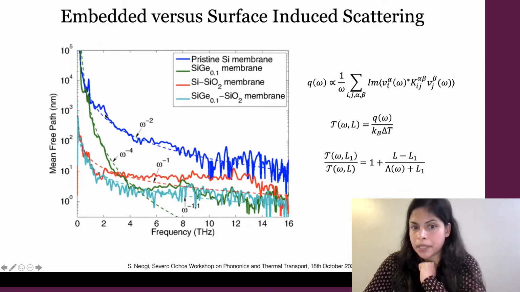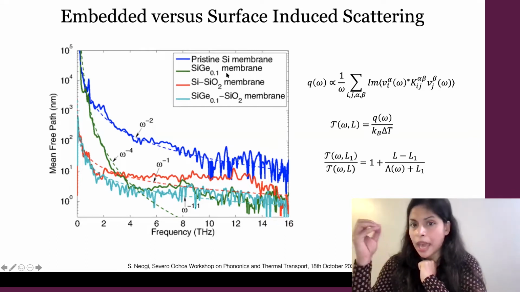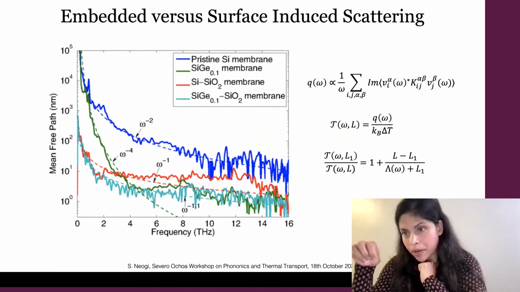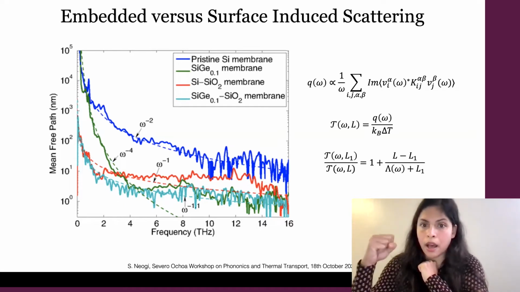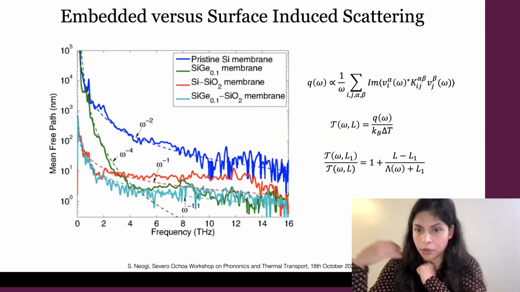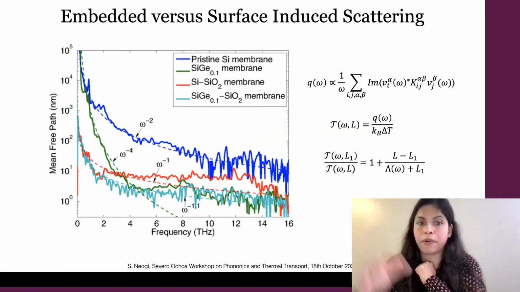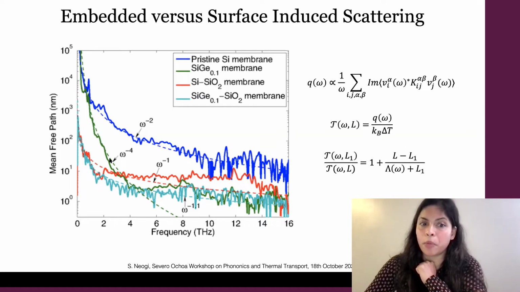So what this plot is telling us is that if you have the pristine silicon membrane, the mean free path is falling off as 1 over omega squared. On the other hand, if you have embedded germanium within the membrane, which is the embedded scattering that we have mostly seen people using to disrupt the transport of phonons, then you have 1 over omega to the 4th. That's the line.